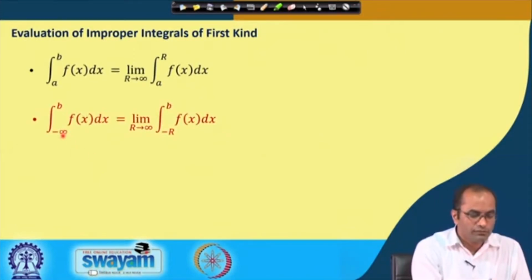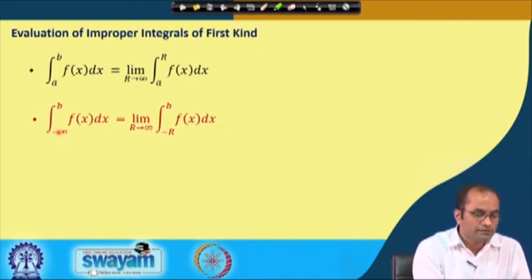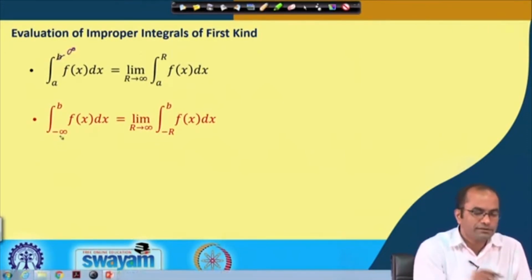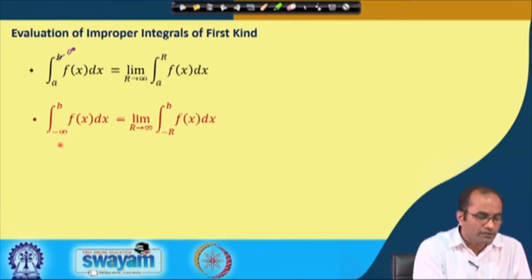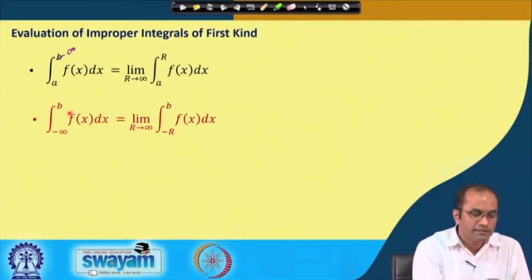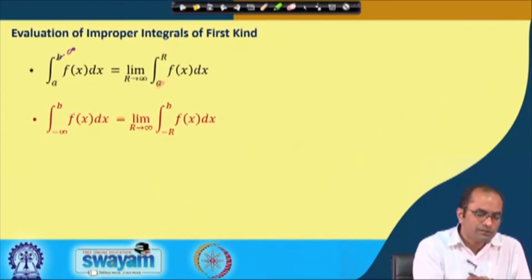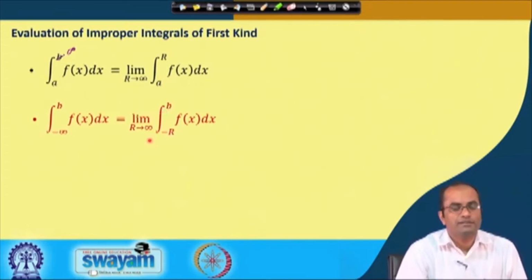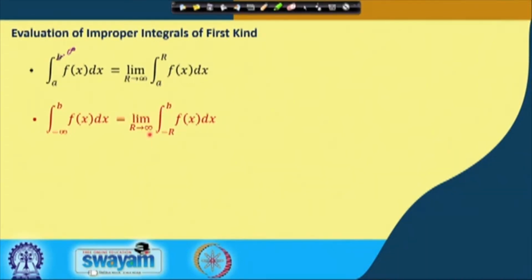Now we may have the situation that in the earlier integral the upper limit b was infinity, and now we consider that the lower limit is minus infinity. So, again we have the improper integral of first kind, and we will use the same idea. Here the limit is taken as r tends to infinity, and the lower limit is replaced by minus r. We will evaluate the integral from minus r to b of f(x) dx first, and then take the limit as r tends to infinity.